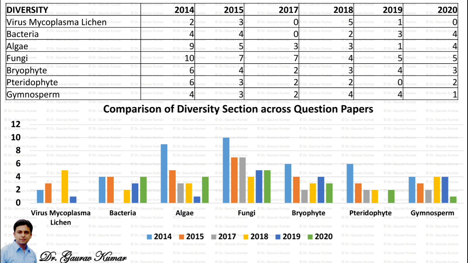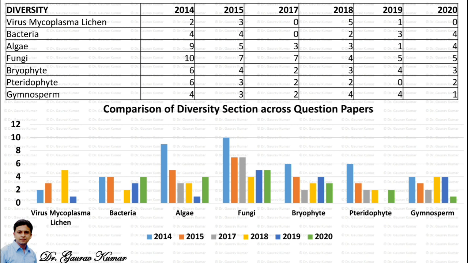In gymnosperm, of course, they are asking from the anatomy part, like the vessels and the tracheids. This is your homework again: out of vessels and tracheids, what is not present in gymnosperm? Comment in the comment section of the video. And they are also asking about some exceptional gymnosperms like Gnetum and Ephedra, like they are asking about the double fertilization case in Gnetum, and so on.